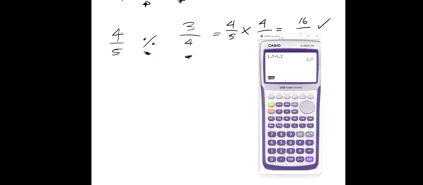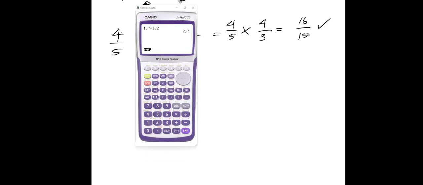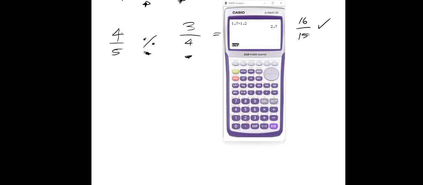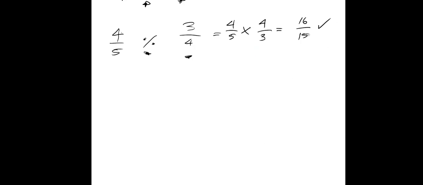Okay, so again, let's just test it out. 4 over 5 divided by 3 over 4. We get 16 over 15, 1.0 and change. 16 over 15 is fine.